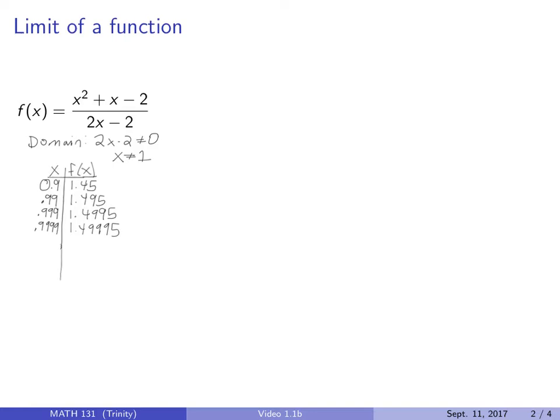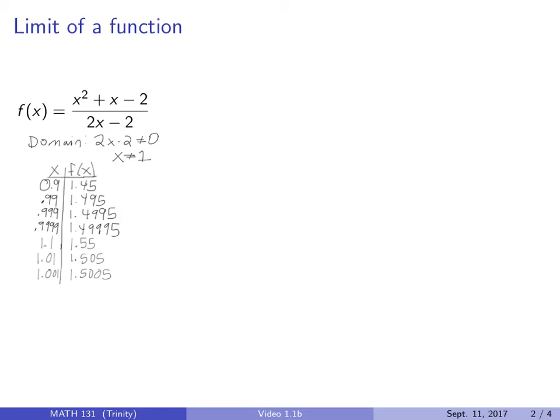We should also check on the other side of 1. So if we pick a number slightly bigger than 1, like say 1.1, and plug that in to our function, we get 1.55. But again, we can always pick a number closer to 1. So let's say 1.01. If we plug that in, our y value is 1.505. And we'll just do one more. So if we plug in x equals 1.001, we get 1.5005.